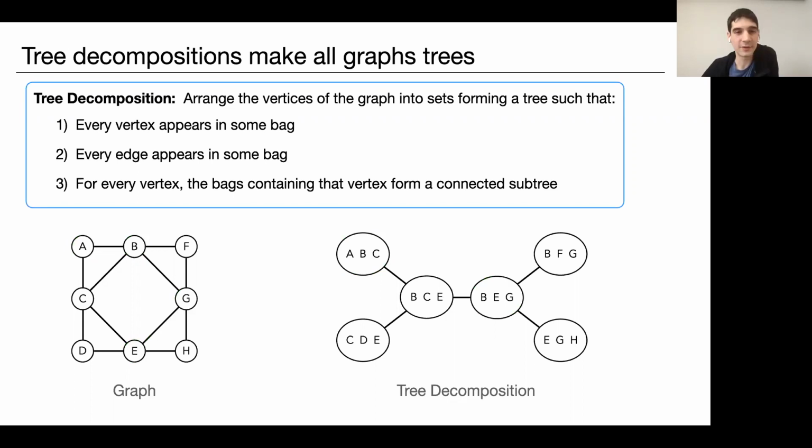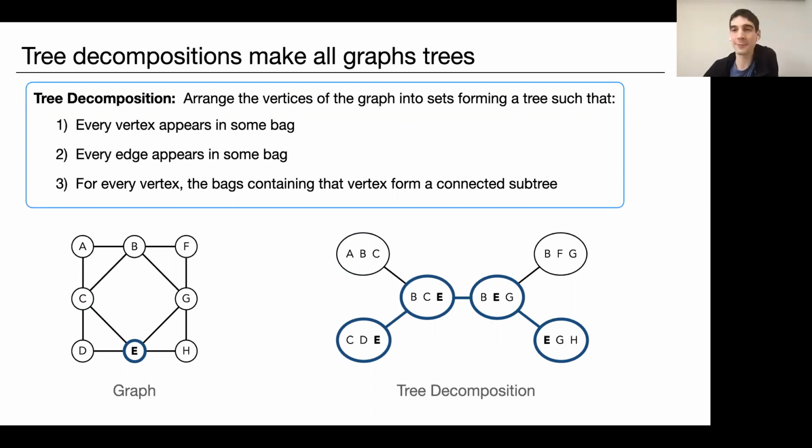And then finally, the most challenging condition to wrap your mind around when you first encounter tree decompositions is that for every vertex of the graph, the bags containing that vertex in the tree decomposition form a connected subtree. So if we look at, say, the vertex C in the graph on the left, and we look at all of the bags containing C in the tree decomposition, we see that that forms a connected subtree. Similarly, if we look at the vertex E, all of the bags in the tree decomposition containing E form a connected subtree.